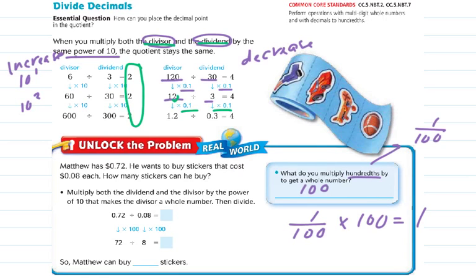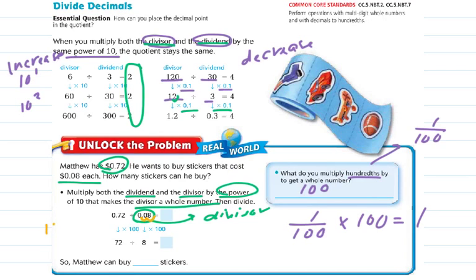So Matthew has 72 cents. He wants to buy stickers that cost 8 cents each. How many stickers can he buy? So what we're going to do is we're going to multiply the dividend and the divisor by the power of 10 that makes the divisor a whole number. So right off the bat, this is our divisor, boys and girls, and we need to make that a whole number. To make the divisor a whole number, we'd have to gain 2 decimal places.